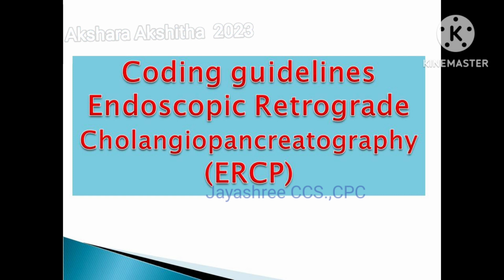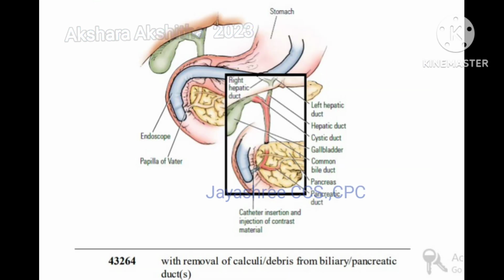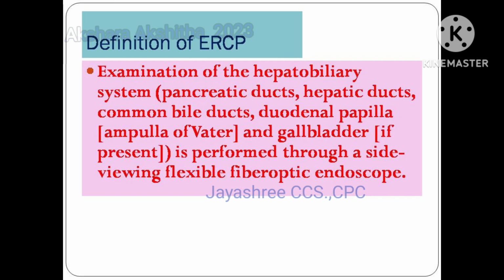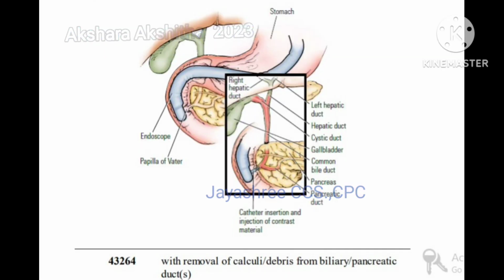Okay guys, let's start coding guidelines for ERCP. The definition of ERCP is examination of the hepatic biliary systems. The hepatic biliary system contains the pancreatic duct, hepatic duct, common bile duct, duodenal papillae, that is the ampulla of Vater, and the gallbladder if it is present. These are performed through the side viewing flexible fiberoptic endoscope. This is called ERCP. This definition you can find in your book itself, at the start of the first code.